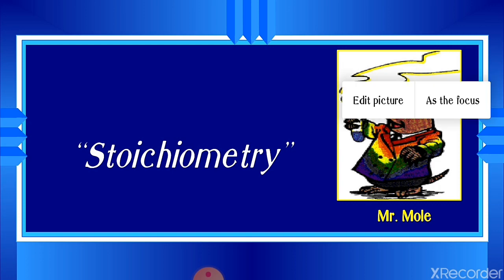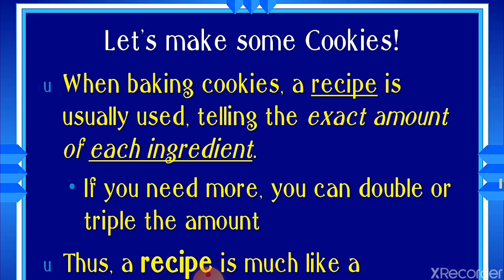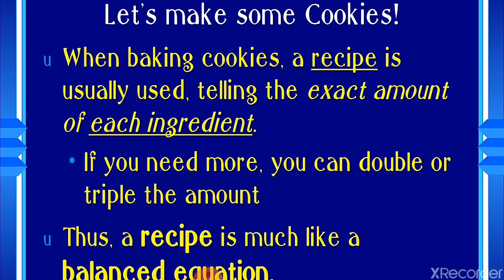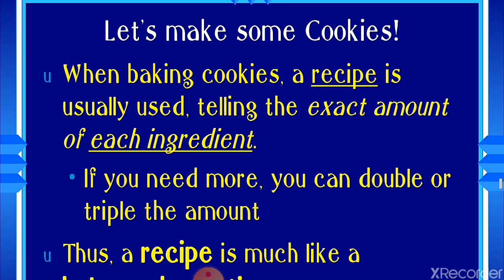Now, before getting into stoichiometry, I'm just giving an analogy. If you need to make some cookies, a recipe is usually used. When you need to make cookies, you need to know the recipe, which tells us the exact amount of each ingredient. If you need more, you can double or triple the amount.